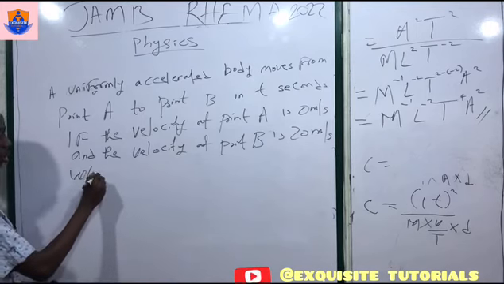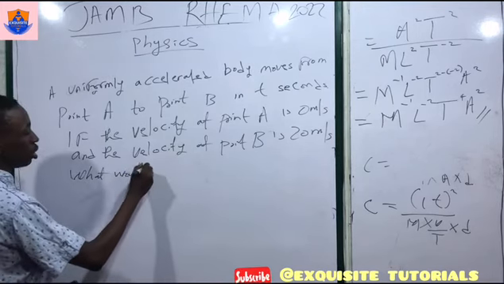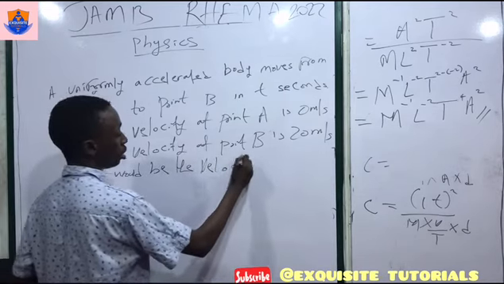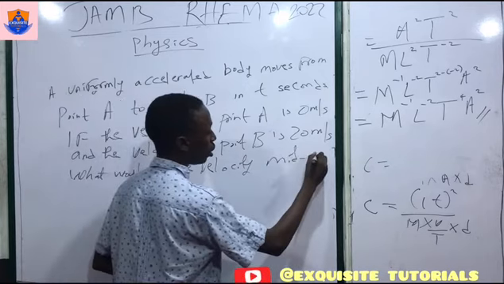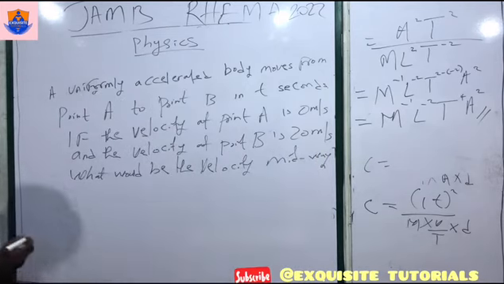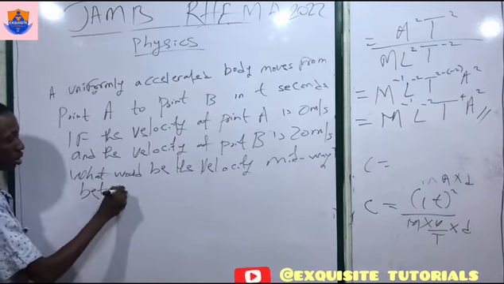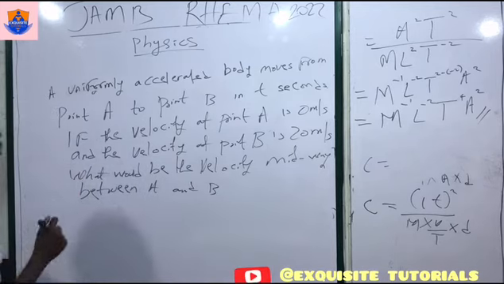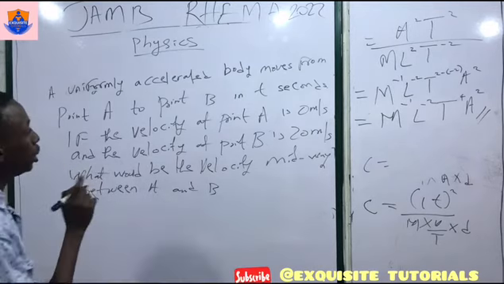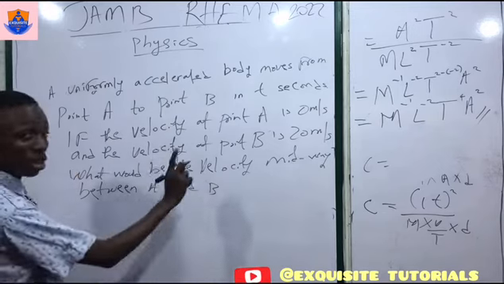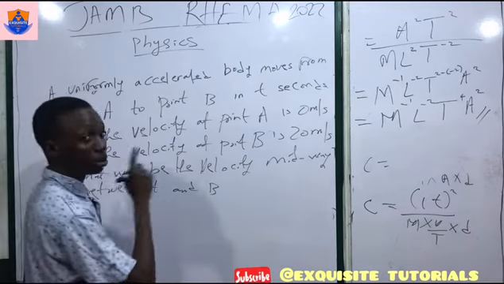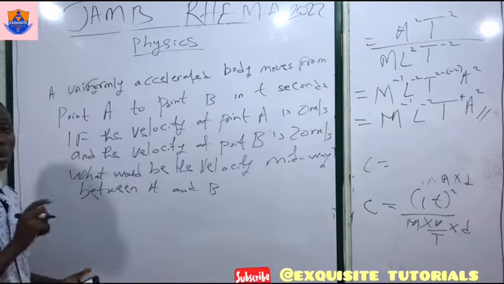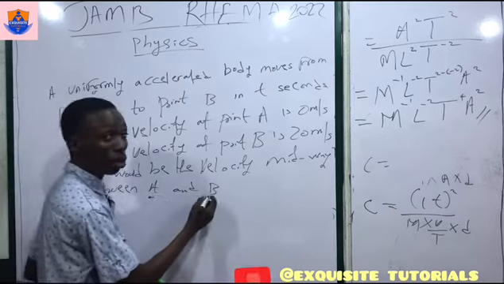What would be the velocity midway? What will be the velocity midway between A and B? If you look at this question, a uniformly accelerated body moves from point A to point B in t seconds. If velocity at point A is 0 meters per second and velocity at point B is 20 meters per second, what will be the velocity midway between A and B?